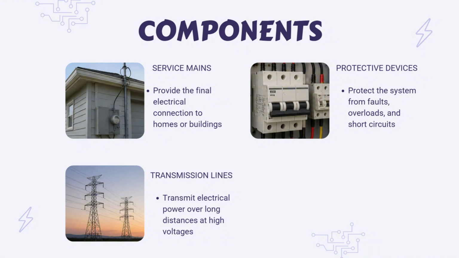Next, we have protective devices, which protect the electrical system from faults, overloads, and short circuits. Examples include fuses and circuit breakers that improve safety and prevent equipment damage. Last, we have transmission lines, which carry electrical power over long distances from power plants to substations. They operate at high voltage to reduce energy losses during transmission.